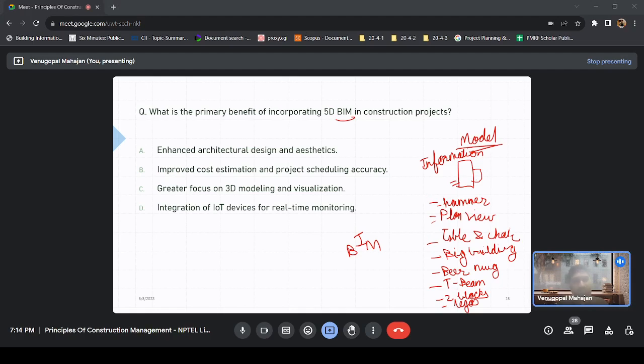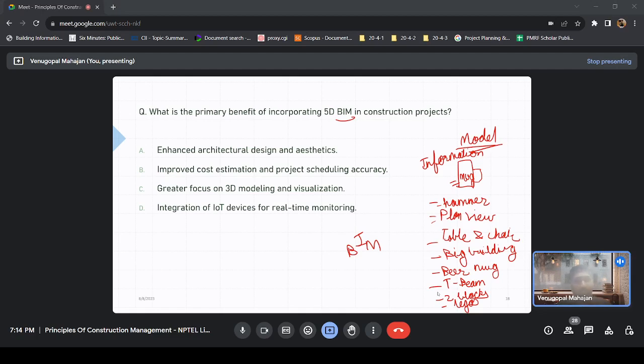But if I gave you this model and this part itself could tell you that, okay, I am a beer mug, would you have gone through the other options? No, sir. This is the very basic concept behind building information modeling.